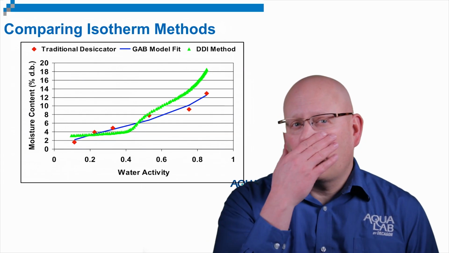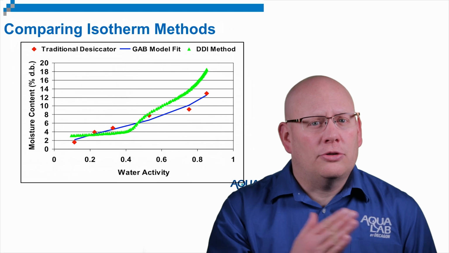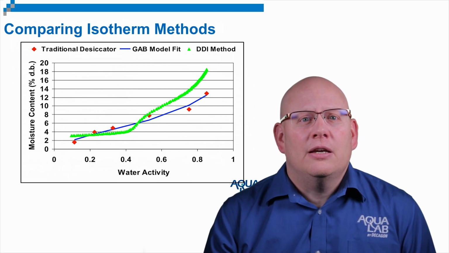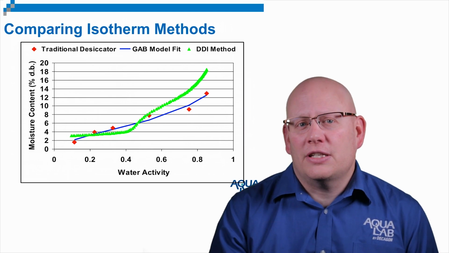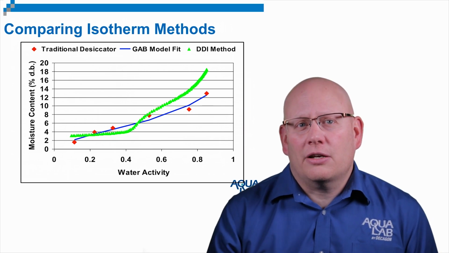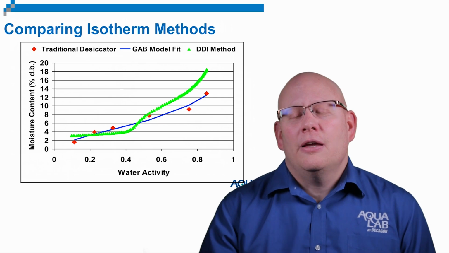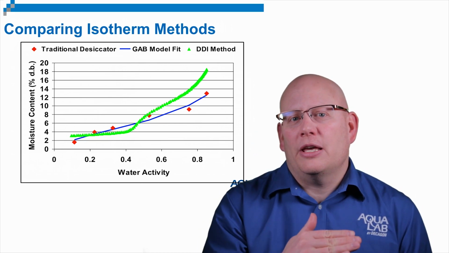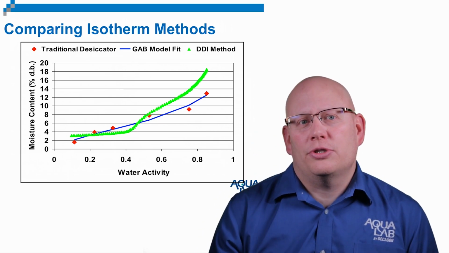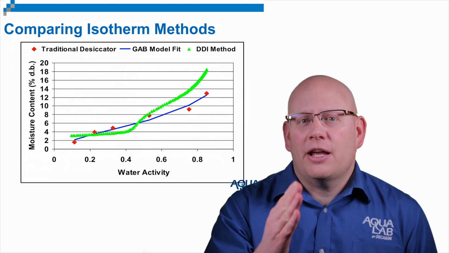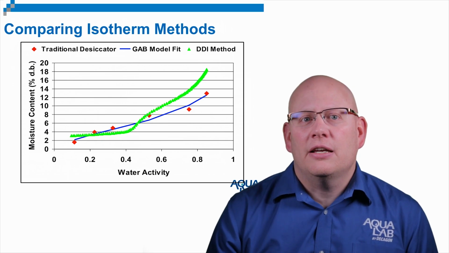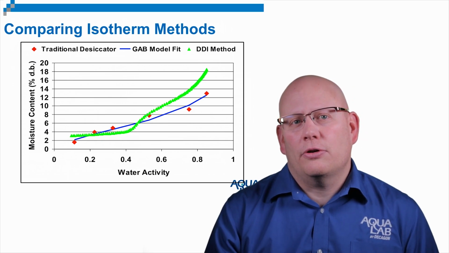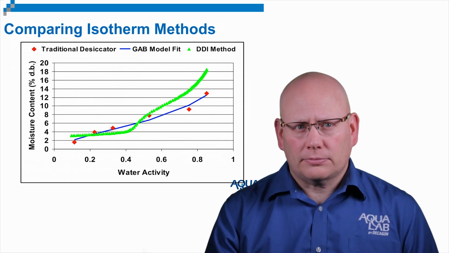But there are some types of products where the DDI is quite different from the traditional or the static method. In this case, this is spray-dried milk powder, and you see that there is a very distinct change or inflection in the curve as seen by the DDI method that can't be seen with the traditional methods. And this is where the DDI method really shows its colors because it has very high data resolution. You can see these sharp inflections that indicate an area that is of concern for that particular product.